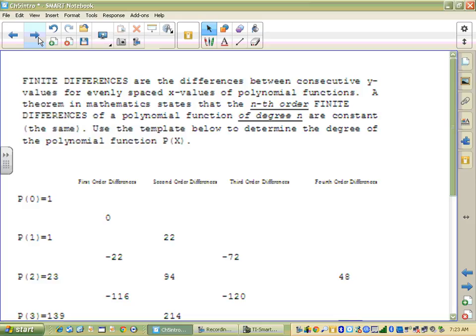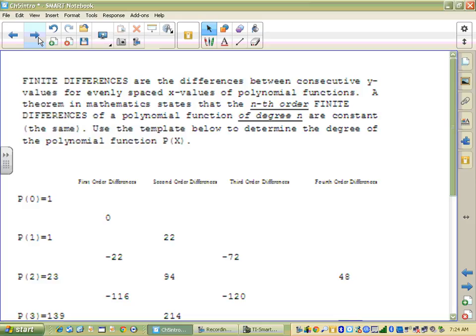Finite differences. Finite means it ends or stops. Differences means subtract in mathematics. So what we're doing is subtracting consecutive y values for evenly spaced x values of a polynomial function. There's all kinds of theorems about polynomials, and the one that we're looking at now on this page says if the nth order finite differences of a polynomial are constant, then the polynomial is of degree n. Nth order finite differences of a polynomial function of degree n are constant, okay?